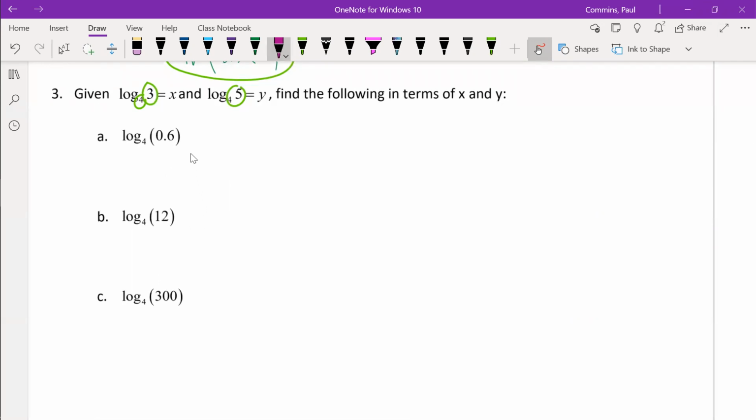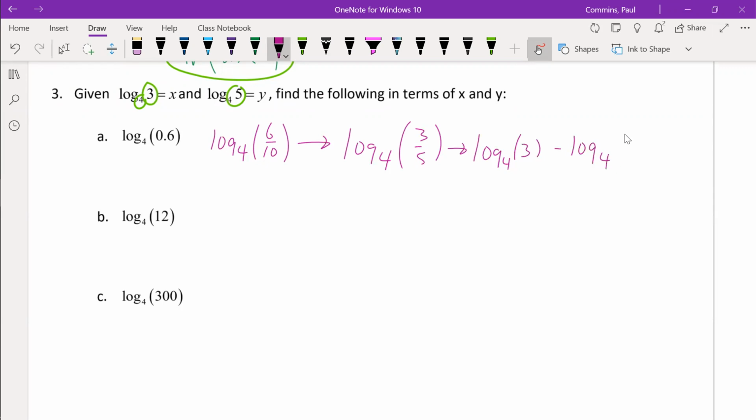the log base 4 of 6 is the log base 4 of 6 over 10, as a fraction. That's the log base 4 of 3/5. So now we're in business because we can write that as the log base 4 of 3 minus the log base 4 of 5, using the second rule for logarithms. Log base 4 of 3 is just x, and the log base 4 of 5 is just y from up here. So that's x minus y.